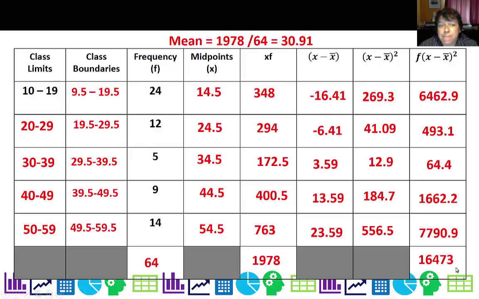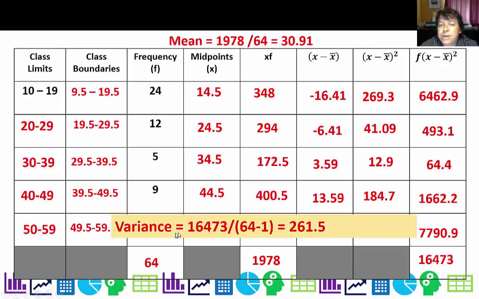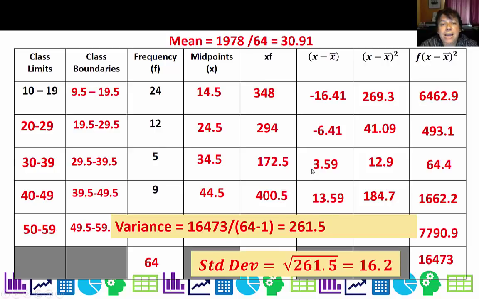Finally, I total it up on bottom. And if I want to find the variance, I want to divide this by that minus 1. So the variance is 16,473 divided by 64 minus 1, or 261.5. And then to take the standard deviation, I just take the square root of that, and I get 16.2.